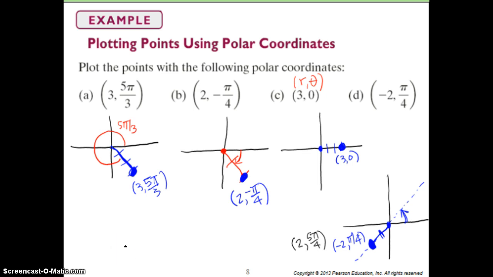Okay, so I'm going to go ahead and stop this video because we're getting up to almost 10 minutes here. I hope this helps, and I hope this allows you to start understanding what these polar coordinates are, how they work.